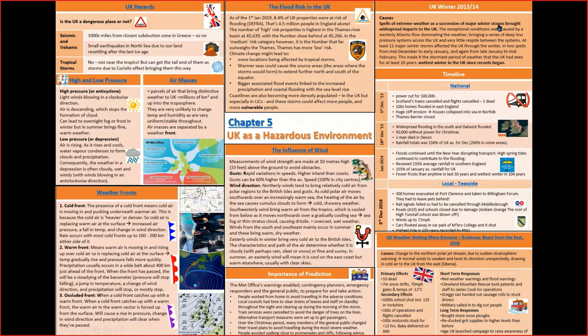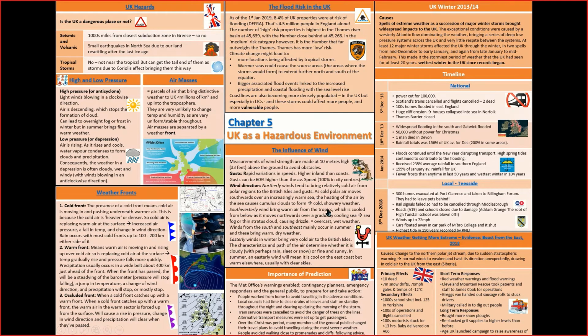So that then is kind of a bit of our basics there about these. Occluded fronts, by the way, are where a cold front and a warm front basically catch up to one another, and that can lead to heavy rainfall as well. But all of these will then affect the potential for flooding in the UK. So, flood risk in the UK. The 1st of January 2019, 8.4% of all properties were at risk of flooding in the UK.